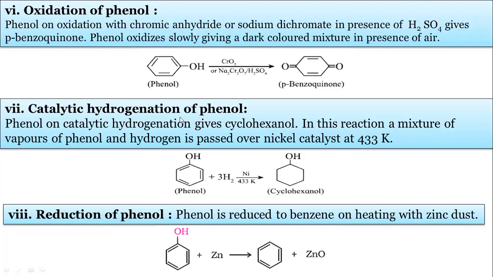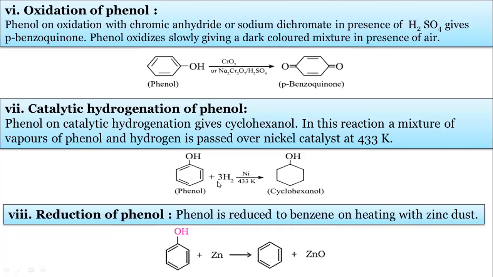Then catalytic hydrogenation. Catalytic hydrogenation means using catalysts like Raney nickel, platinum, or palladium. Hydrogenation means addition of hydrogen. We get cyclohexanol. All these double bonds are removed. See, phenol is converted into cyclohexanol. This reaction was also covered in chapter 15 last year. But in that chapter, it was hydrogenation of benzene. Here, it is hydrogenation of phenol.